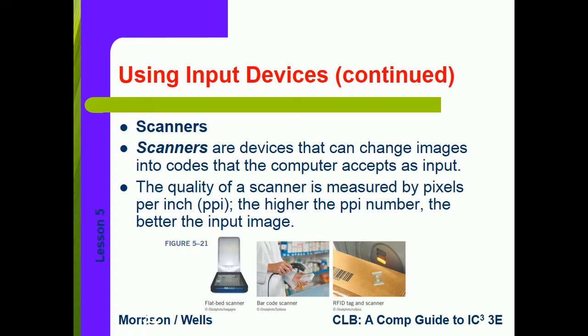Using input devices, continued. 32. Scanners. Scanners are devices that can change images into codes that the computer accepts as input. The quality of a scanner is measured by pixels per inch, ppi. The higher the ppi number, the better the input image.